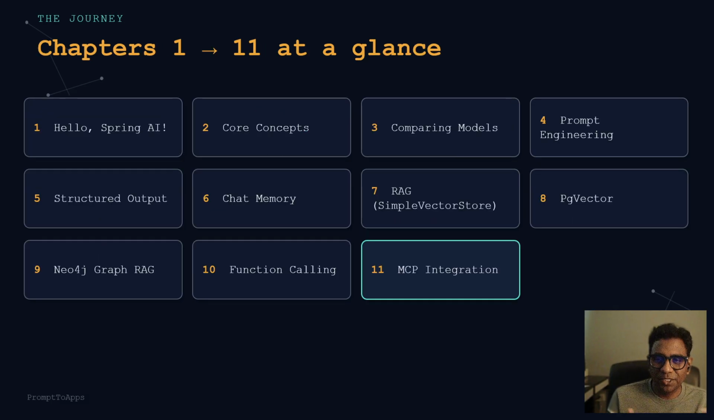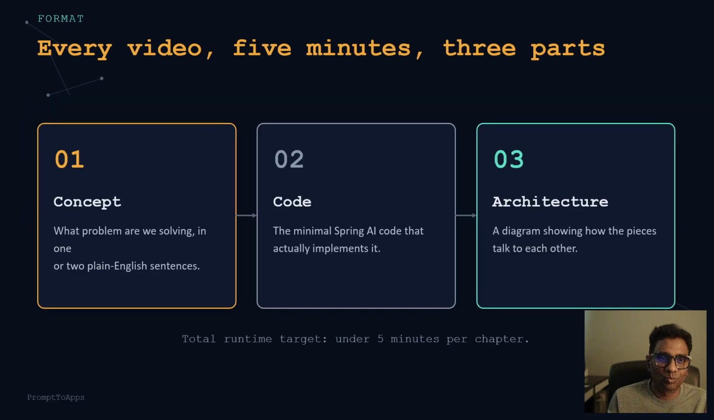Let me give you the journey at a glance. We'll start with a simple Spring AI chat application. Then we'll understand the core concepts around tokens and tokenization. Then we are going to learn about various LLMs, and which large language model is the best fit for my scenario. Then we will go with prompt engineering. Then we want to control the output the LLM generates in a structured format, then chat memory and RAG. These are all things we are going to cover in these chapters.